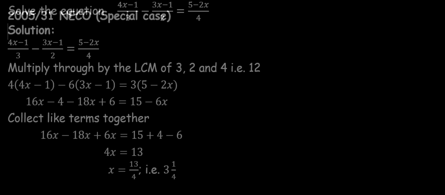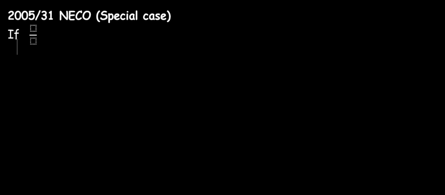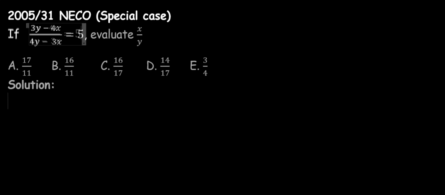Another example. If 3y minus 4x divided by 4y minus 3x is equal to 5, evaluate x divided by y. The options are given. Solution. First, we write out our problem, which is 3y minus 4x divided by 4y minus 3x equals 5. Why we label this problem a special case is that we are not asked to find x or y. We are told to find x divided by y. So you look at the pattern we are following.